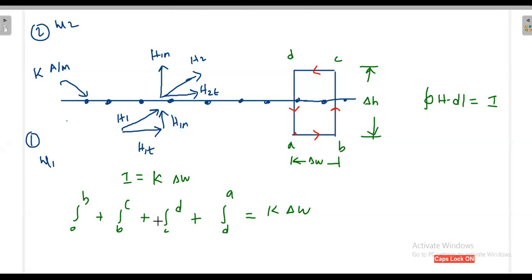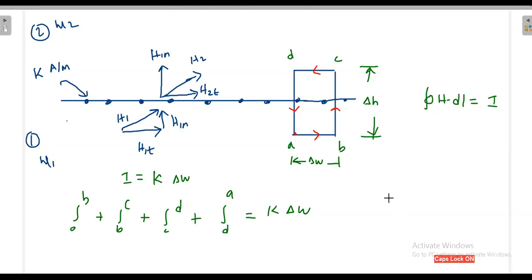Now we have written four integrals: a to b, b to c, c to d, and d to a. We have started at a and ended at a. From your previous experience, you know the integral b to c and the integral d to a will cancel each other. If b to c gives some value, say 10, then d to a will give you minus 10. So those two integrals will cancel each other.